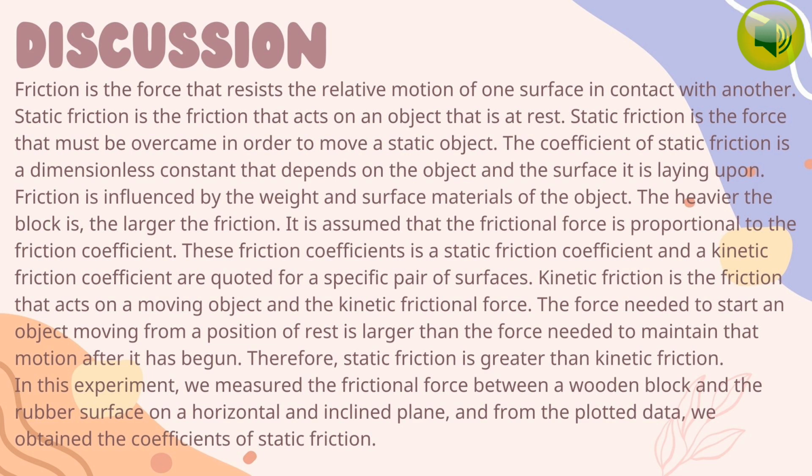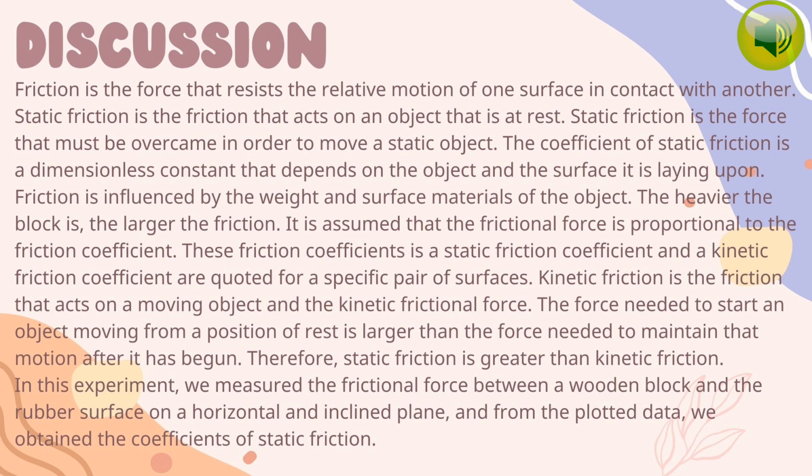Friction is influenced by the weight and surface material of the object. The heavier the block is, the larger the friction. It is assumed that the frictional force is proportional to the friction coefficient. The static friction coefficient and the kinetic friction coefficient are for a specific pair of surfaces. Kinetic friction is the friction that acts on a moving object. The force needed to start an object moving from rest is larger than the force needed to maintain that motion after it has begun. Therefore, static friction is greater than kinetic friction.